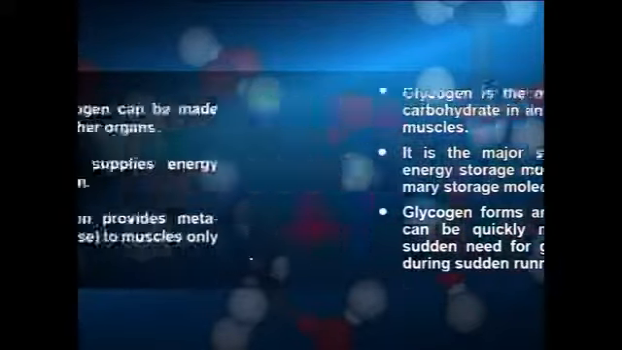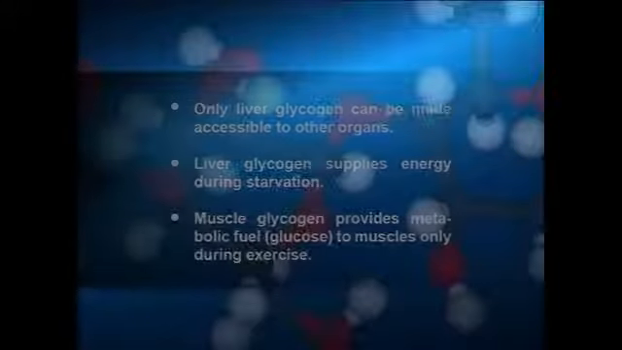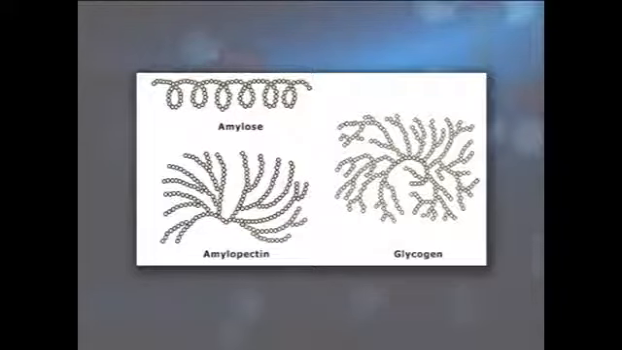sudden running action. Only liver glycogen can be made accessible to other organs. Liver glycogen supplies energy during starvation. Muscle glycogen provides metabolic fuel, that is glucose, to muscles only during exercise. Let us now compare the structures of amylose, amylopectin, and glycogen as can be seen in the accompanying figure.